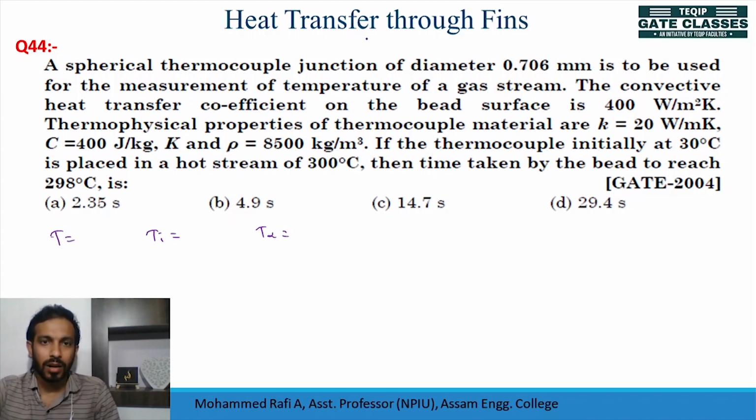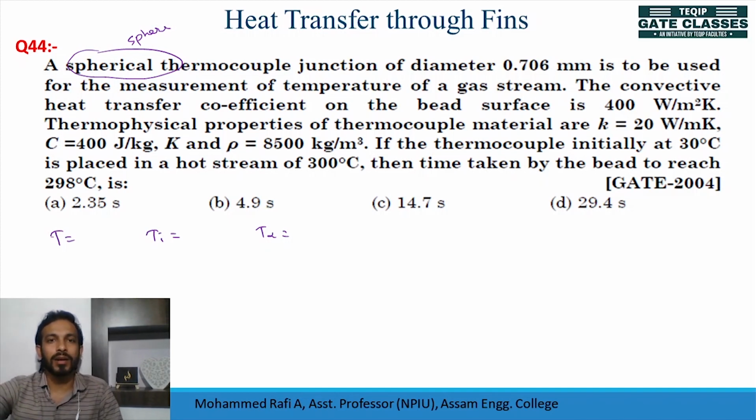So let's check how to solve this question. It's a spherical thermocouple, so we got that it is a sphere. The shape is a sphere, which will play a vital role while calculating the volume and area. The diameter is given in millimeters. For a measurement of temperature of a gas stream, the convective heat transfer coefficient, this is the h value, right? And the thermophysical properties of the thermocouple, the k value, is given. Specific heat capacity in joule per kilogram Kelvin, and density in kilogram per meter cube.